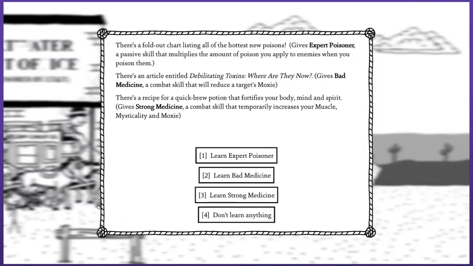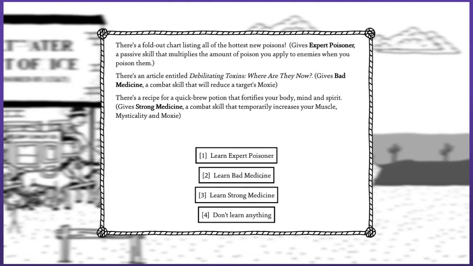New snake oiling skill, though. There's a fold-out chart listing the hottest new poisons. The expert poisoner, that was one that I almost picked. The bad medicine, which I skipped before. And a recipe for a quick brew potion that fortifies your body, mind, and spirit. Gives strong medicine, a combat skill that temporarily increases muscle, mysticality, and moxie.